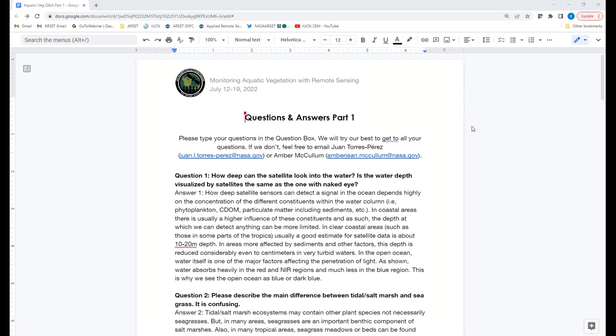That's why we see the open ocean is blue or dark blue. It's just because one of the major constituents there is the water itself, not necessarily the presence or absence of phytoplankton, CDOM, or other types of materials, either dissolved or particulate in the water column. All right, let's go into question number two.